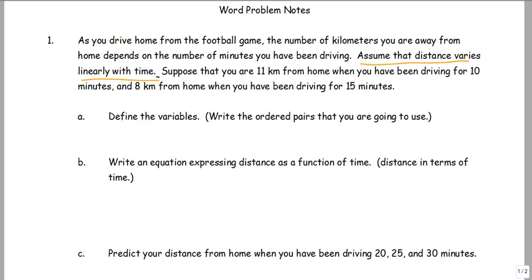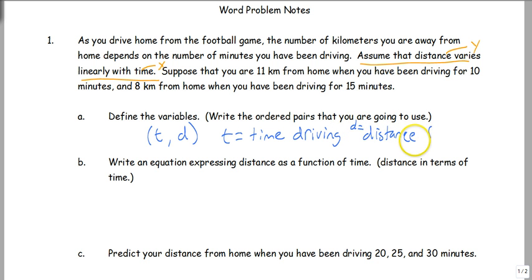Define the variables. First off, it says assume the distance varies linearly with time. That means that distance is y, or our output. It varies based on what the input, or time, is, okay? Now, I am going to define the variables. I'm not going to use x and y. I'm going to use t and d. So time corresponds with x, and d corresponds with distance. So t equals time driving. It's how long you've been driving. And d equals the distance from home.